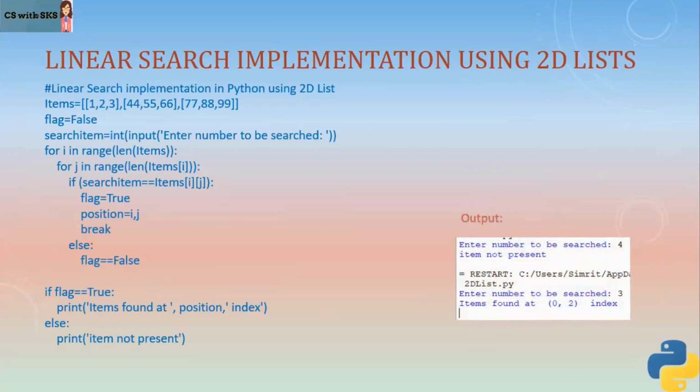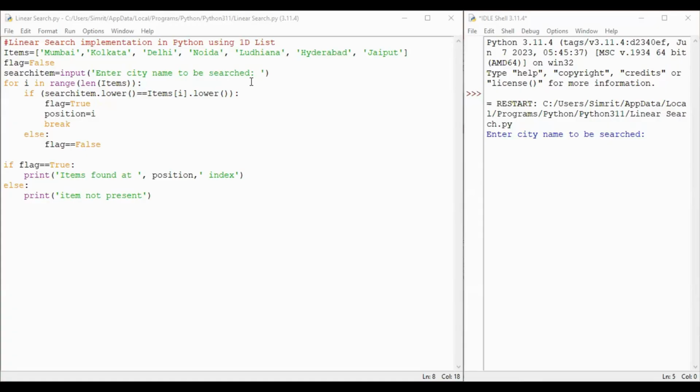So now I'm taking you to the Python shell where we will implement both these programs and we'll see how they work. First of all, let's see how we implement linear search using 1D lists. So what I have done is I have taken a list of items where there are multiple cities. I have initialized items with Mumbai, Kolkata, Delhi, Noida, Ludhiana, Hyderabad, and Jaipur. Okay.